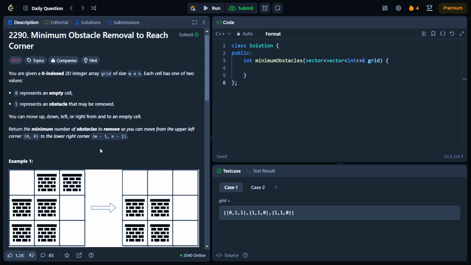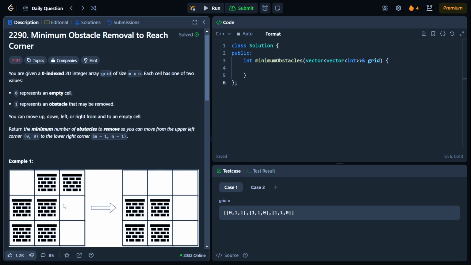Okay, let's solve this LeetCode problem, minimum obstacle removal to reach corner. We're given a 2D integer array, and each cell has one of two values: either 0, which is an empty cell, or 1, which represents an obstacle. An obstacle may be removed. We can move up, down, left, or right from any cell to another cell.